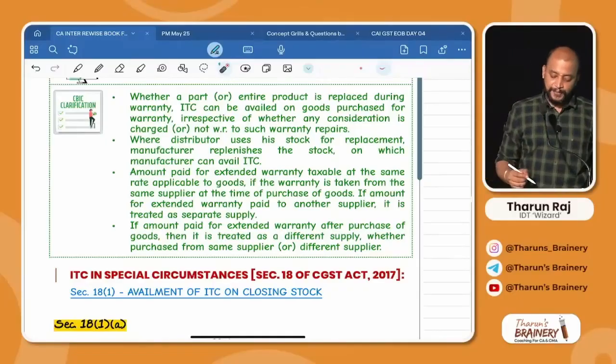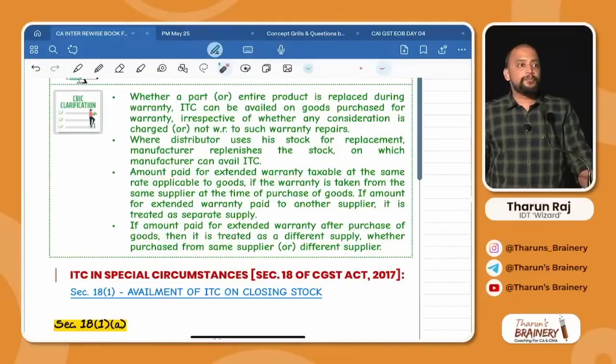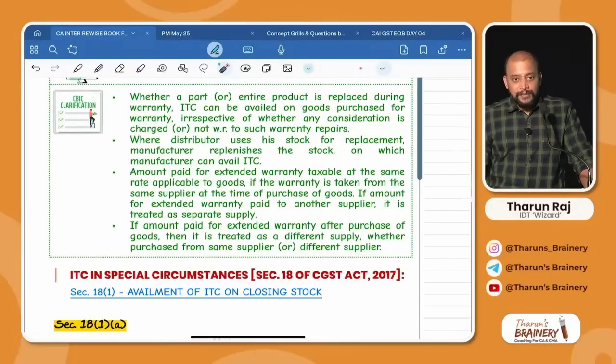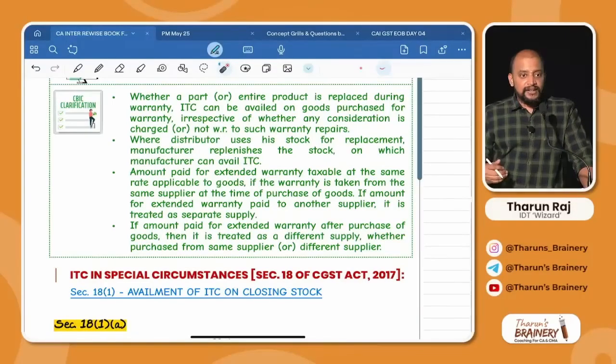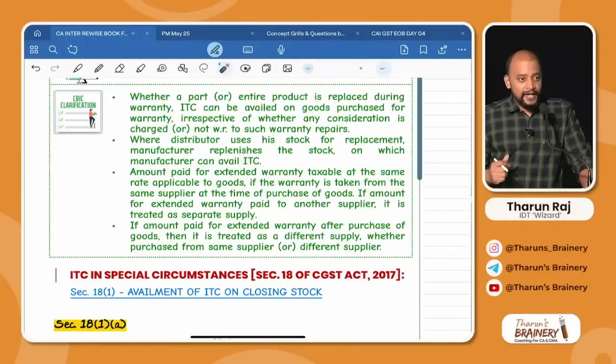Amount paid for extended warranty. What does amount paid for extended warranty mean? Sometimes, when you buy a mobile, they will say there is a standard warranty of 1 year, and if you want extended warranty for an additional 2 years or 3 years, you need to pay some extra money. Almost all electronics have this. And this extra charge whatever you pay comes under composite supply.